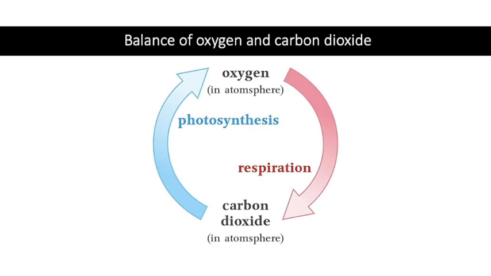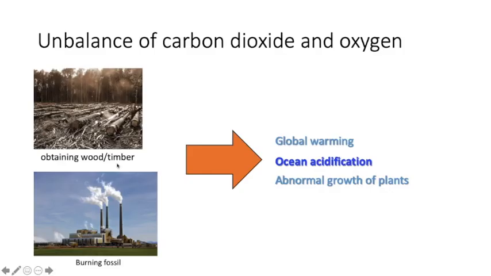But if this balance is broken by deforestation or burning fossil fuel, then too much carbon dioxide will be produced. It will cause environmental problems like global warming or ocean acidification. So why does ocean acidification take place? Because when carbon dioxide gas dissolves in water, it is acidic, and it will change the pH value of the ocean. The fish in the sea may get affected, and it will also cause some abnormal growth of plants. So that's it.